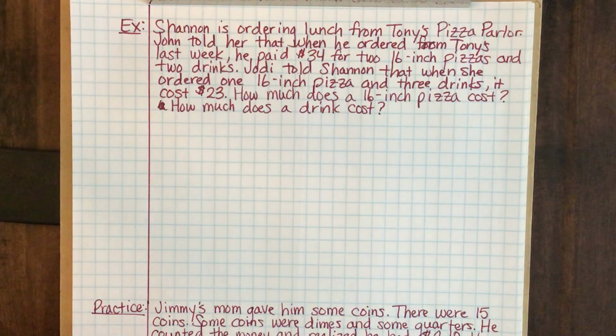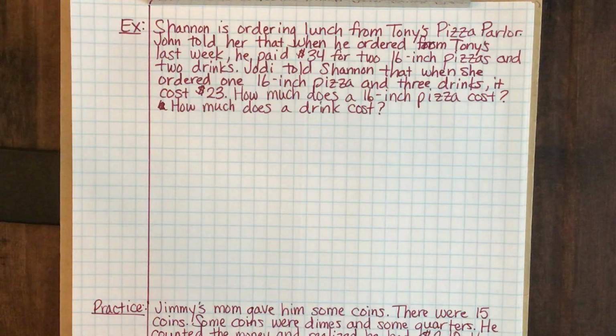So Shannon is ordering lunch from Tony's Pizza Parlor. John told her that when he ordered from Tony's last week, he paid $34 for 2 8-inch pizzas and 2 drinks. Jody told Shannon that when she ordered one 16-inch pizza and 3 drinks, it cost $23. How much does a 16-inch pizza cost? How much does a drink cost?